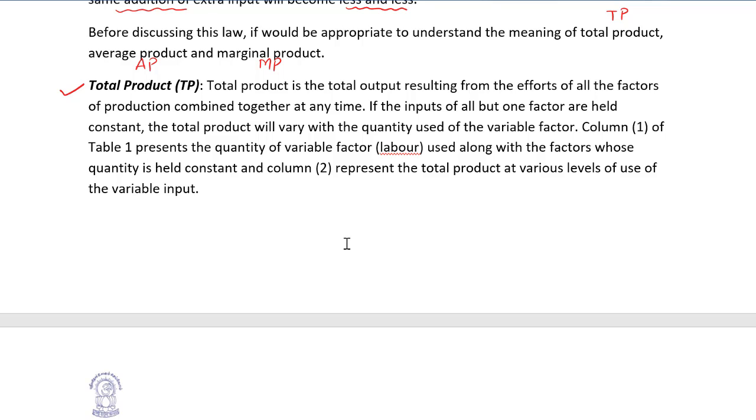So total product is the total output resulting from the efforts of all the factors of production, that is fixed factor as well as variable factor, combined together at any point of time. If the inputs of all but one factor are held constant, the total product will vary with the quantity used of the variable factor. So it happens in stage 1 that the fixed factor is fixed, but if we use more and more of the variable factor, the total product will increase because the combinations will become better and better. I'll quote an example over here, my dear students.